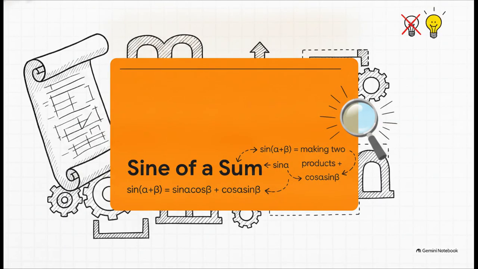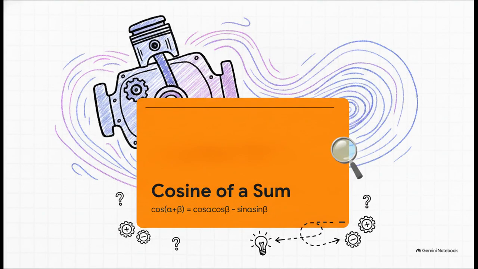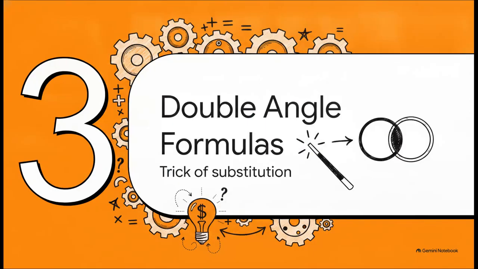Next up is our primary blueprint, the sine of a sum. To find the sine of two angles added together, alpha plus beta, you basically just make two products and add them up. Sine alpha times cosine beta plus cosine alpha times sine beta. That's it. This is the main blueprint we're going to use to build almost the entire system. And right alongside that, we've got the cosine version of our engine base, the cosine of a sum. It's cosine alpha times cosine beta minus sine alpha times sine beta. Now notice how cosine addition actually uses a minus sign? Keep that tucked in the back of your mind, because these addition formulas are the core mechanics driving everything we're about to do.